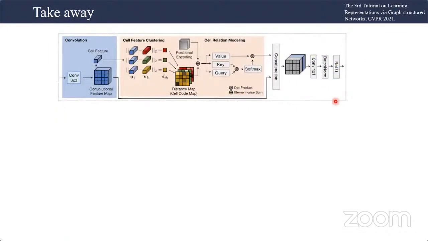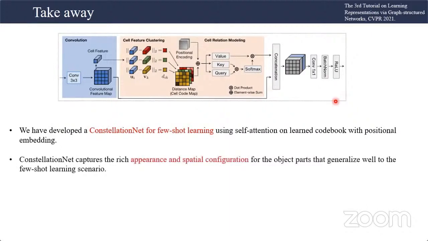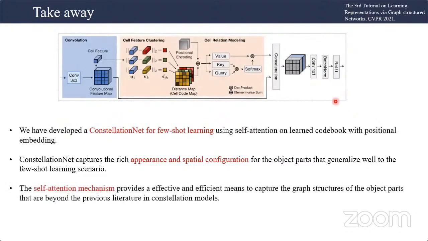So to recap, we have developed a constellation net for few-shot learning using self-attention on a learned codebook with positional embedding. Constellation net captures the rich appearance and the spatial configuration for the object parts that generalize well to the few-shot learning scenario. The self-attention mechanism provides an effective and efficient means to capture the graph structure of object parts that are beyond the previous literature in constellation models.